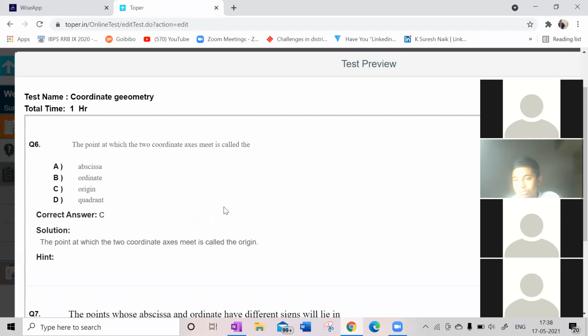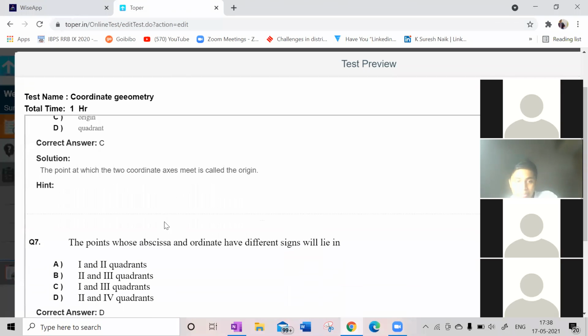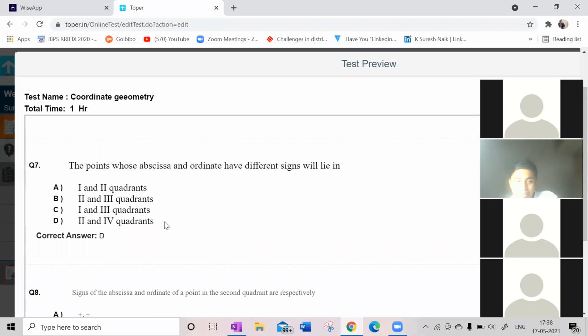Sixth question. The point at which two coordinate axes meet is called what? Origin. As simple as origin. A very easy question, beta. Chalo, next one. The points whose abscissa and ordinate have different signs.